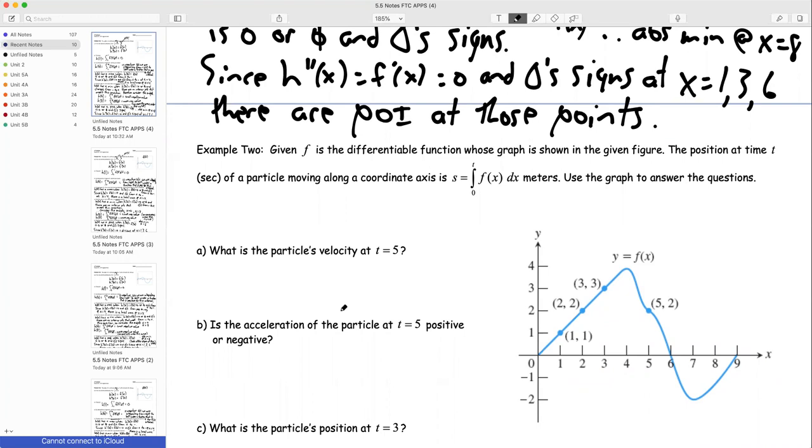Given f is the differentiable function whose graph is shown in the given figure, the position at time t in seconds of a particle moving along a coordinate axis is s is equal to the integral from 0 to t of f of x dx meters. Use the graph to answer the question.